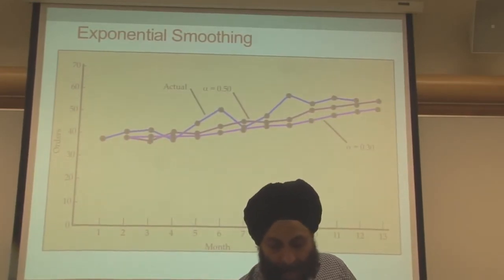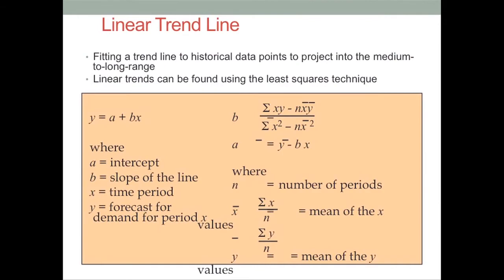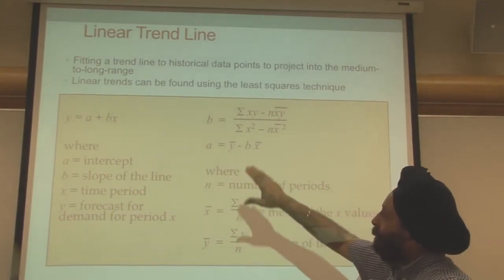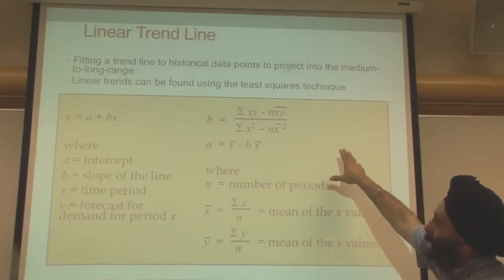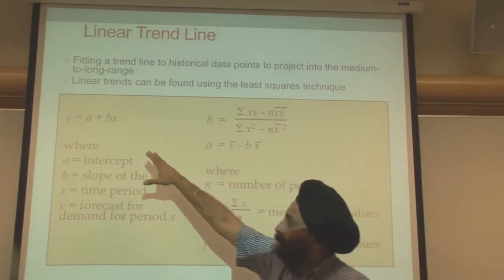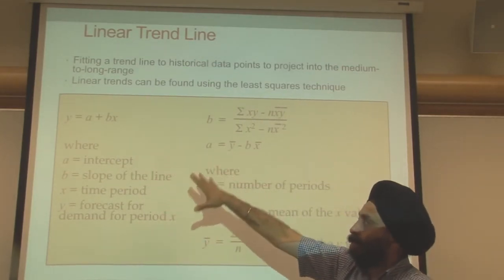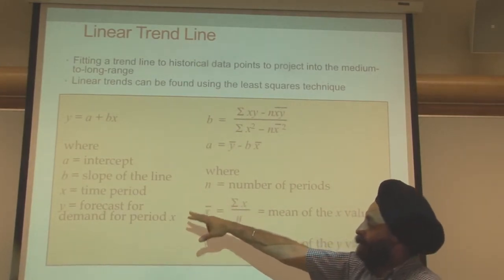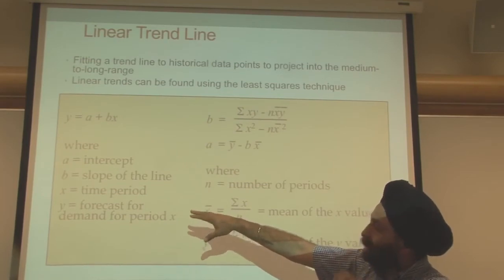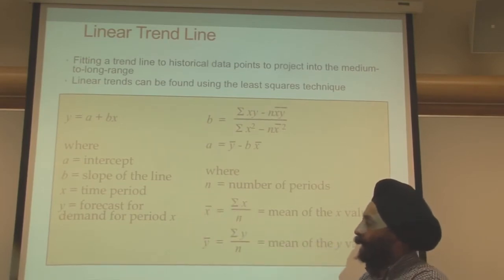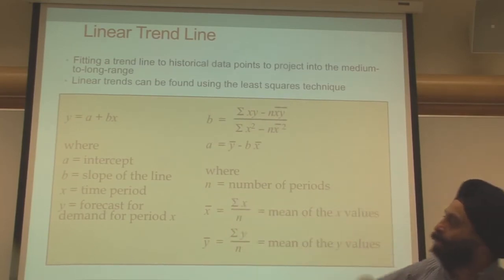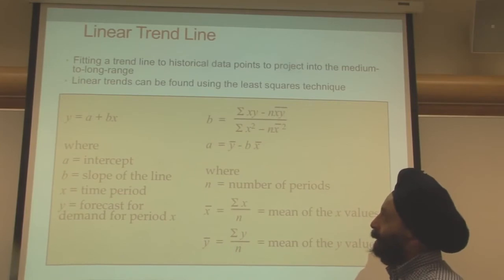Now let's talk about the linear trend line. In this case, we fit a trend line to historical data points to project into the medium to long range. Linear trend can be found using the least square technique. So you have the formula Y = A + BX, which is the typical straight line. A is the y-intercept, B is the slope of the line, X is the time period, and Y becomes the forecast for that time period. So you're using a straight trend line to fit the data.